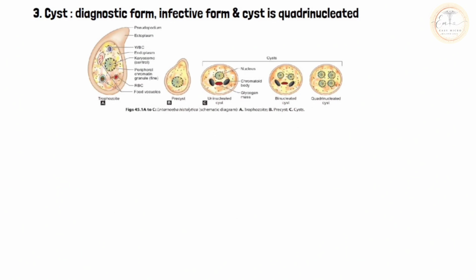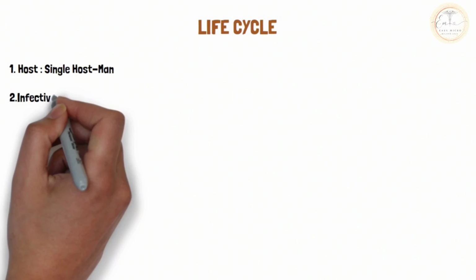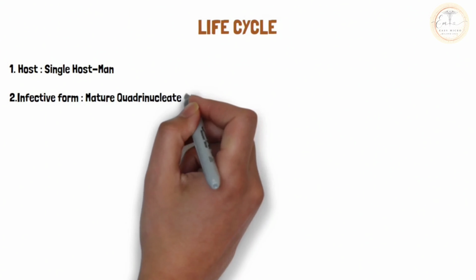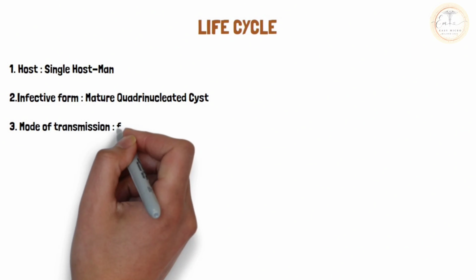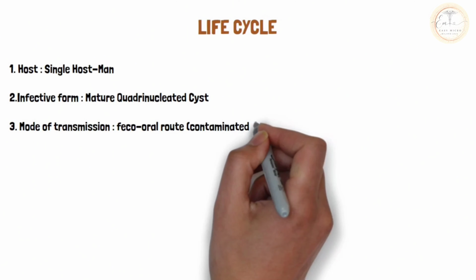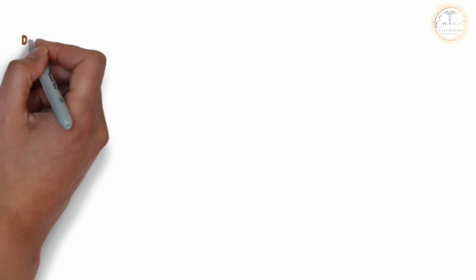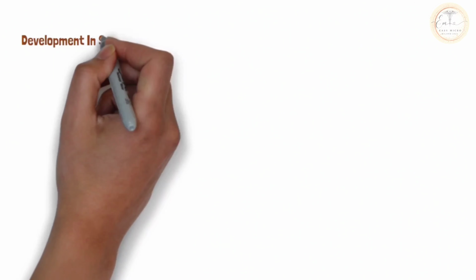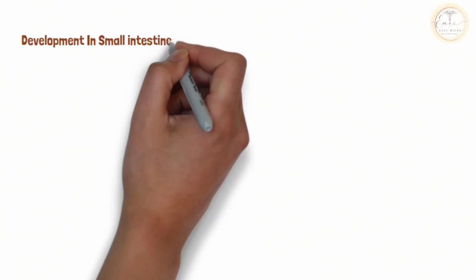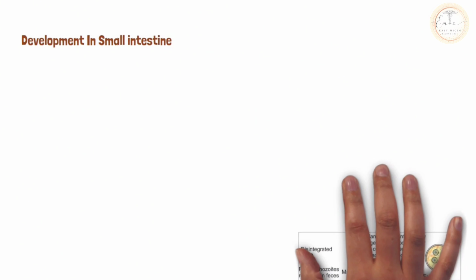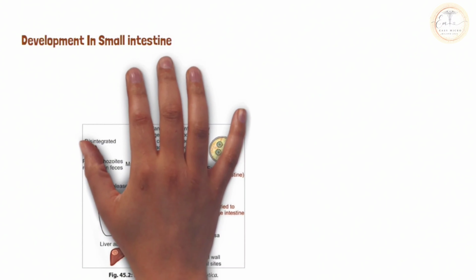The next topic is life cycle. Entamoeba histolytica completes its life in a single host, that is man. The infective form, like I said before, is the cyst, which has 4 nuclei. The mode of transmission is through contaminated food and water, that is the feco-oral route. Entamoeba histolytica enters our body through contaminated food and water, and the cyst is so strong that it bypasses the gastric juice and reaches the small intestine. Now let us see how it develops in the small intestine.